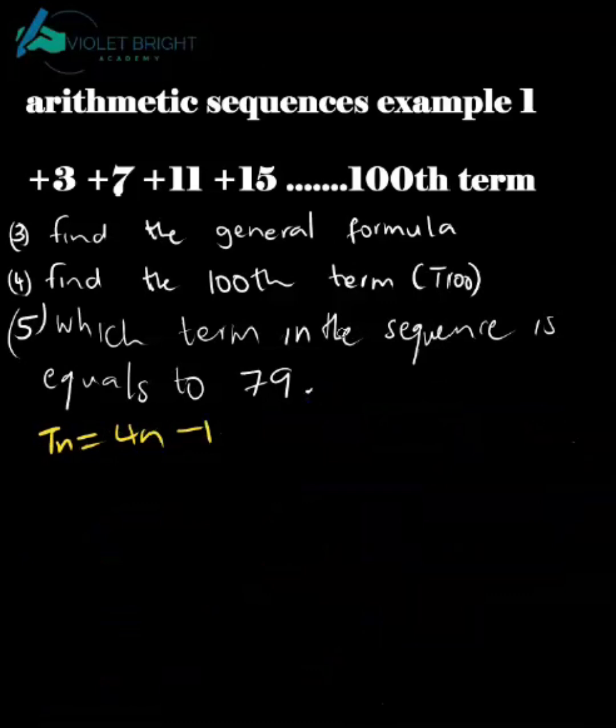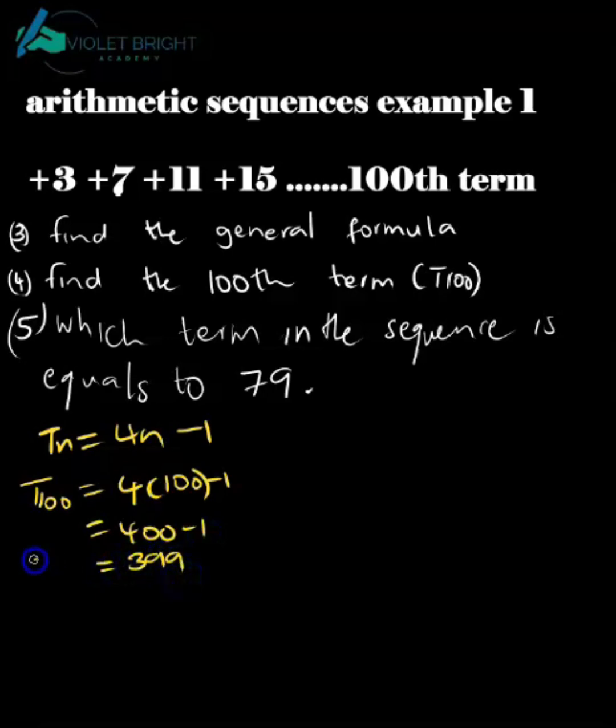So fourth question, find the 100th term, T100. So T100 is gonna be 4 into 100 minus 1. It's gonna be 400 minus 1. So it's gonna be 399. Let's try using that other one.